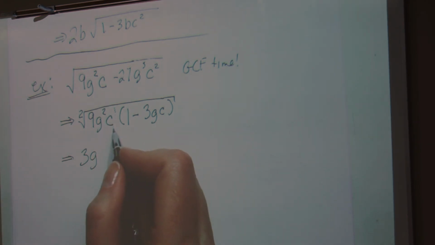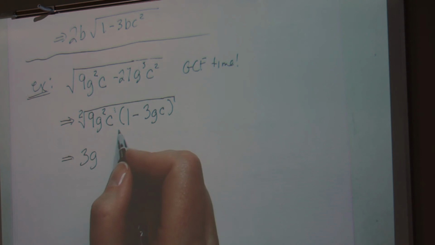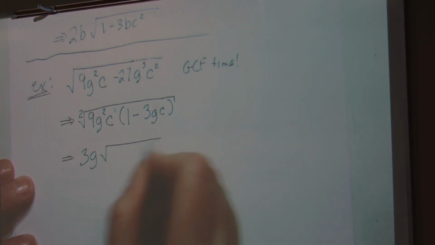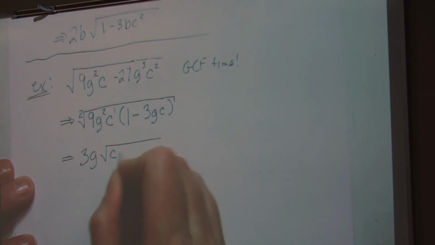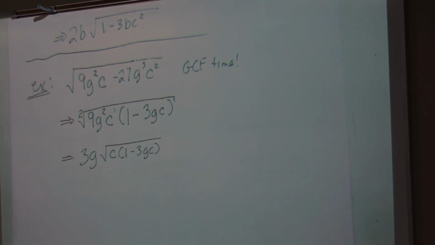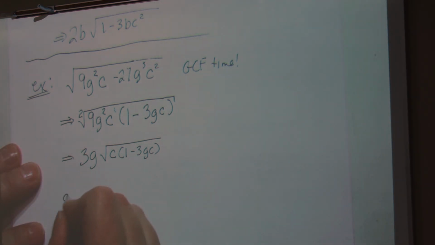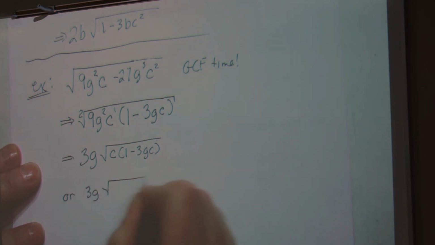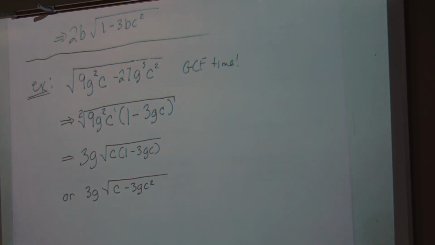Is it part of the GCF? Yes. Not everything in the GCF is pull-outable, if that's even a word, okay? So, I am left with the square root of c times 1 minus 3gc. I would leave it like that, but if you want to put it back in, you can. You can write this as c minus 3gc squared. Just understand, resist the urge to not take out the c from the c squared, right? Everybody got me? Everything that was left over stays underneath.